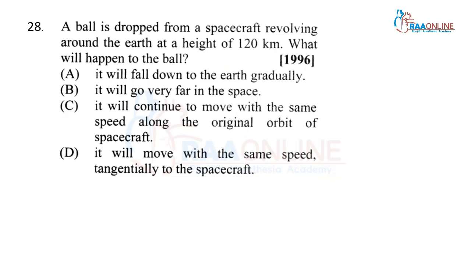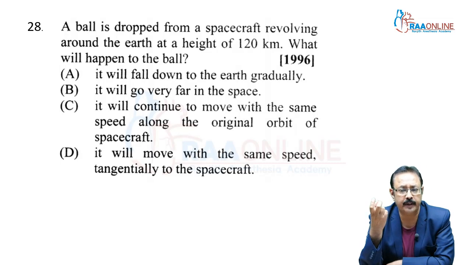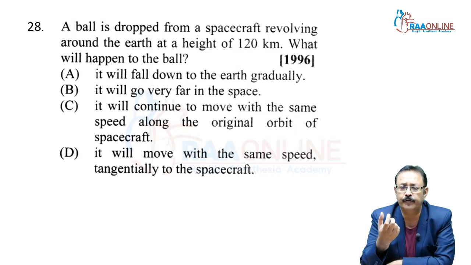Next, a ball is dropped from a spacecraft revolving around the earth at a height of 120 km. What will happen to the ball? It will fall down to the earth gradually. It will go very far in space. It will continue to move with the same speed along the original orbit of the spacecraft. It will move with the same speed tangential to the spacecraft.